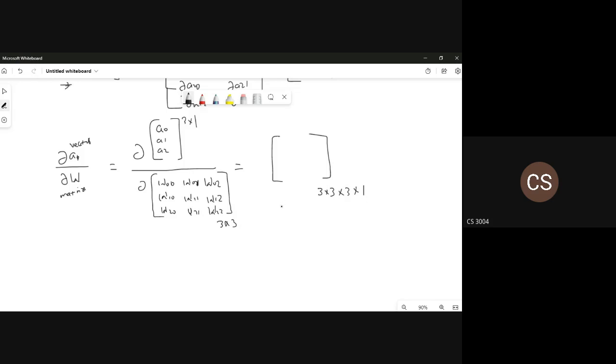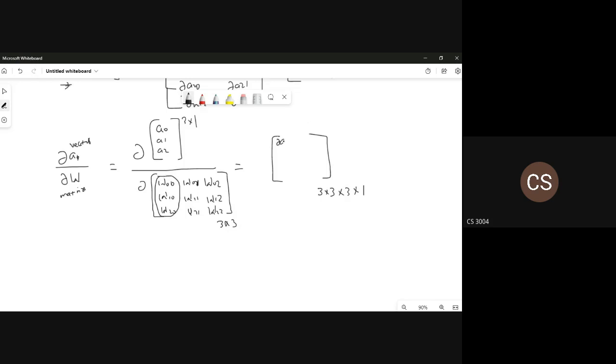So how do we go about it? You can think of the matrix as just a collection of column vectors. As we are following the denominator layout, I'm viewing this matrix as a collection of column vectors. So what I'm going to do is first take the derivative with respect to the first column. If I do so, what do I get?